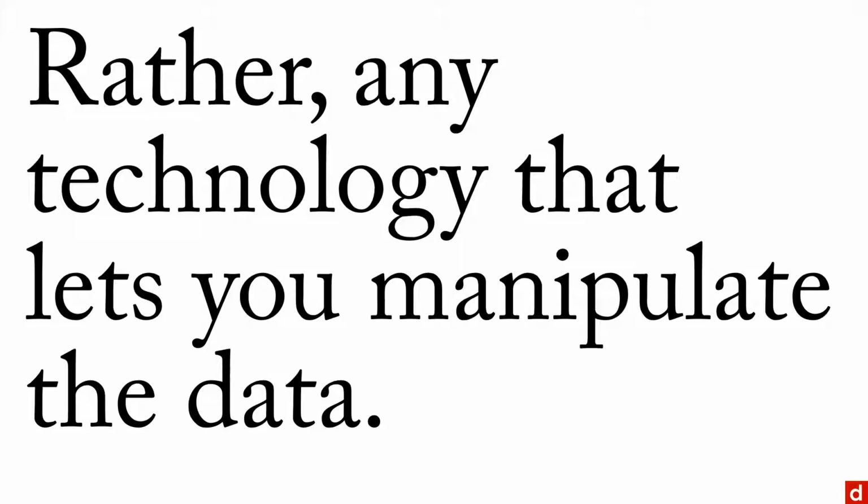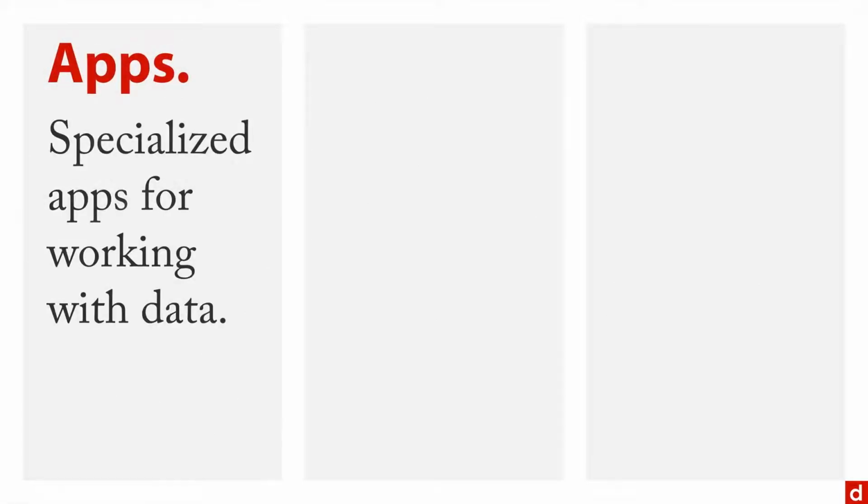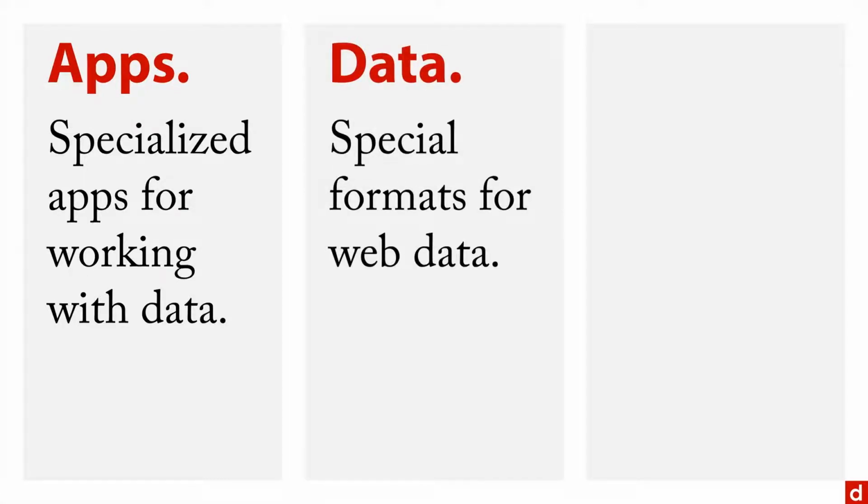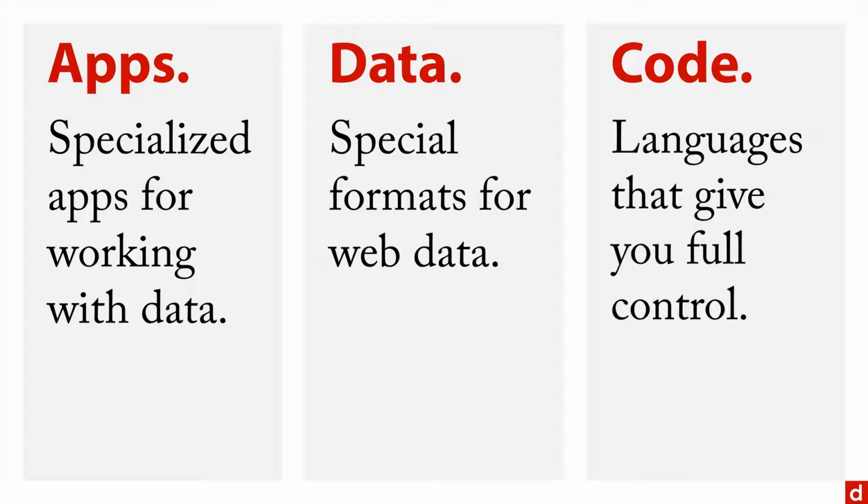Now, there are three very general categories that we'll be discussing here on Datalab. The first is apps. These are specialized applications or programs for working with data. The second is data, or specifically data formats. There are special formats for web data. I'll mention those in a moment. And then code. There are programming languages that give you full control over what the computer does and how you interact with the data. Let's take a look at each one very briefly.